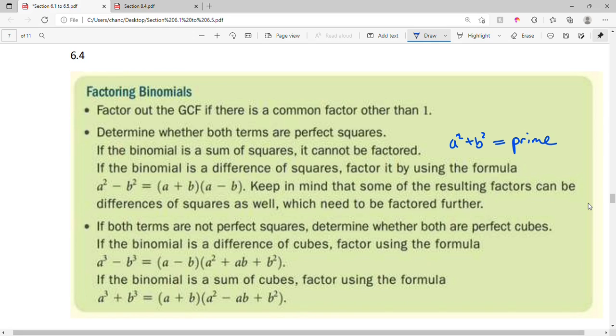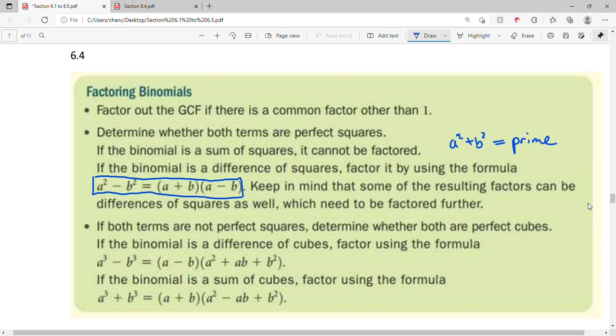If the binomial is a difference of squares, factor it by using the formula a squared minus b squared is equal to a plus b times a minus b. Keep in mind that some of the resulting factors can be differences of squares as well, which need to be factored further. If both terms are not perfect squares, determine whether both are perfect cubes.